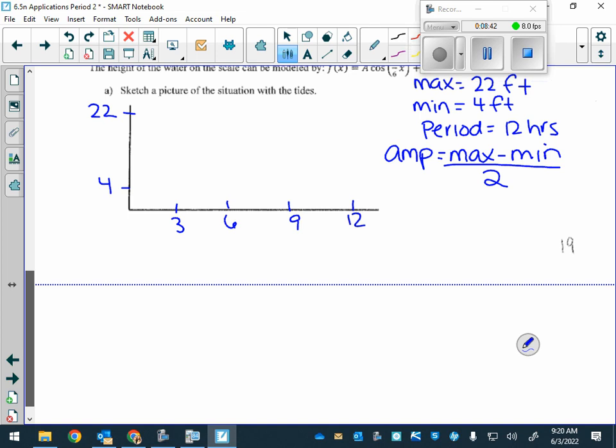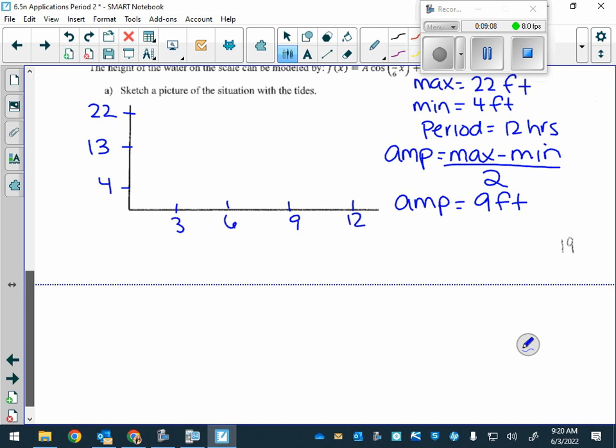So what's 22 minus 4? 18. Divide by 2. 9. So the amplitude would be 9 feet. Okay? The amplitude would be 9 feet. So we could do exactly what Jason said. What's 4 plus 9? 13. That would give us our midline.